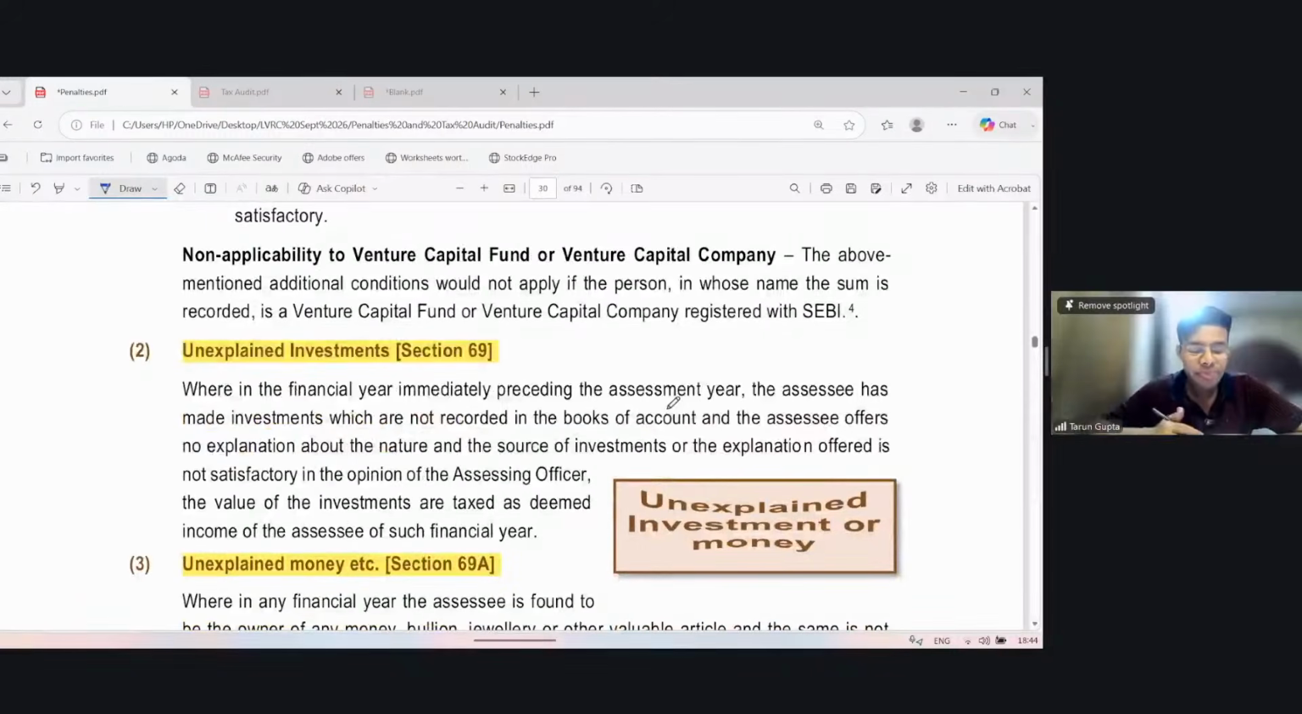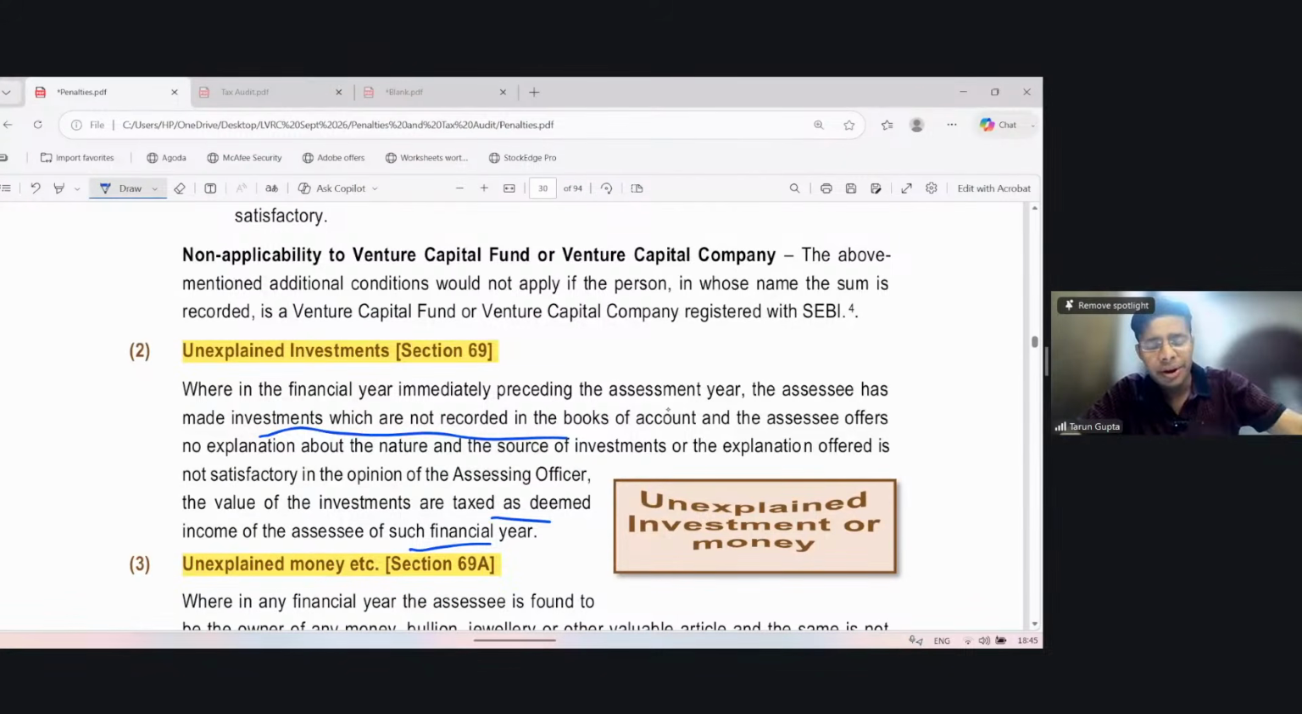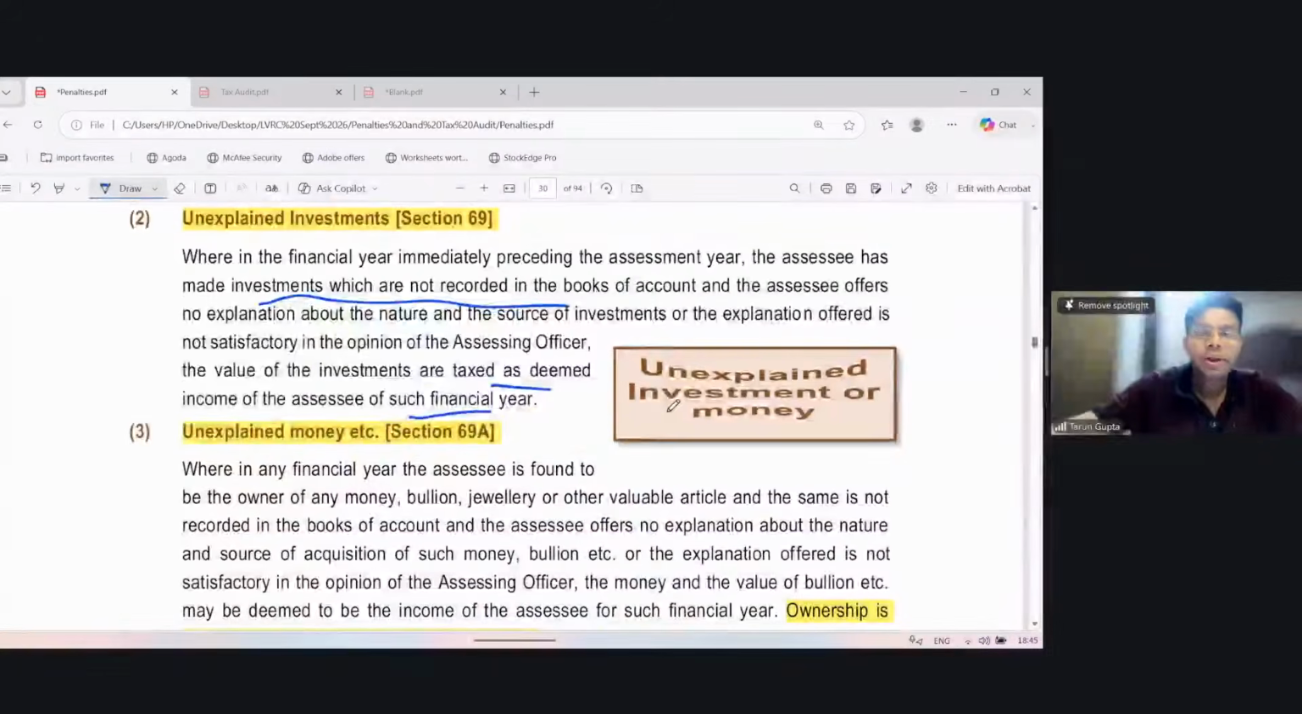Now we move to unexplained investment, section 69. If any unexplained investment is found, then such investment shall be deemed to be the income of the assessee. When in any financial year immediately preceding the assessment year, the assessee has made investments which are not recorded in the books of account, and the assessee offers no explanation, or the explanation offered is not satisfactory in the opinion of the assessing officer, then the value of such investment shall be deemed to be the income of the assessee for such financial year. Clear?